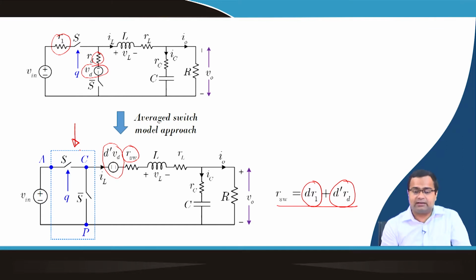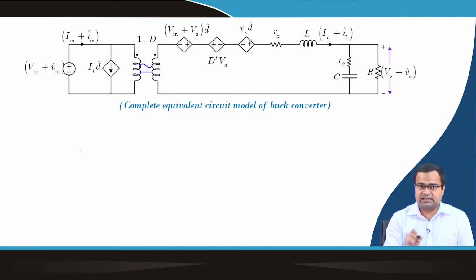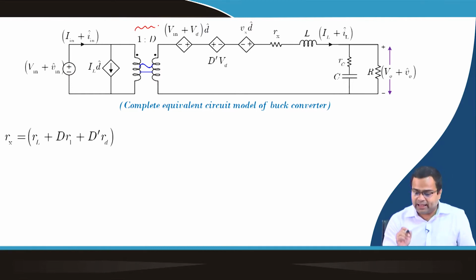Then we can easily apply the average switch model and derive the equivalent circuit model. In the previous class we already discussed how to obtain the per turn term, how to deal with the DC term, and this represents the duty ratio of the buck converter using a DC transformer. Here the Rx can be shown to be the inductor resistance plus D into R1, that is the on state resistance, and 1 minus D into RD.